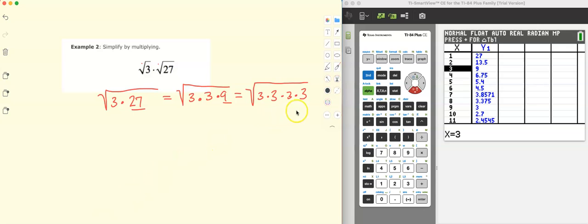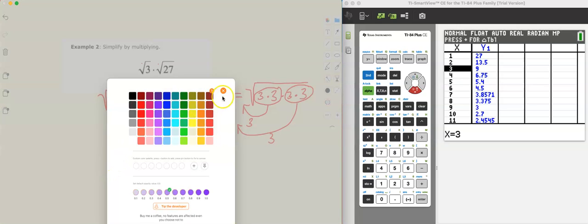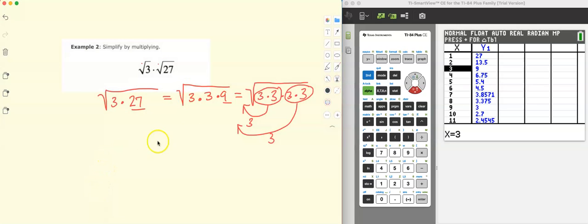And so in order to simplify this more, I can pull my numbers out in pairs. And so you see I have 1 pair of 3. So that means I can pull out 1 3. And then I also have another 3. So that means I can pull another 3 out. So therefore, we're left with nothing under the radical. It's pretty colored purple. All right, so therefore this is equivalent to 9. So when you multiply this, this is just equivalent to 9.